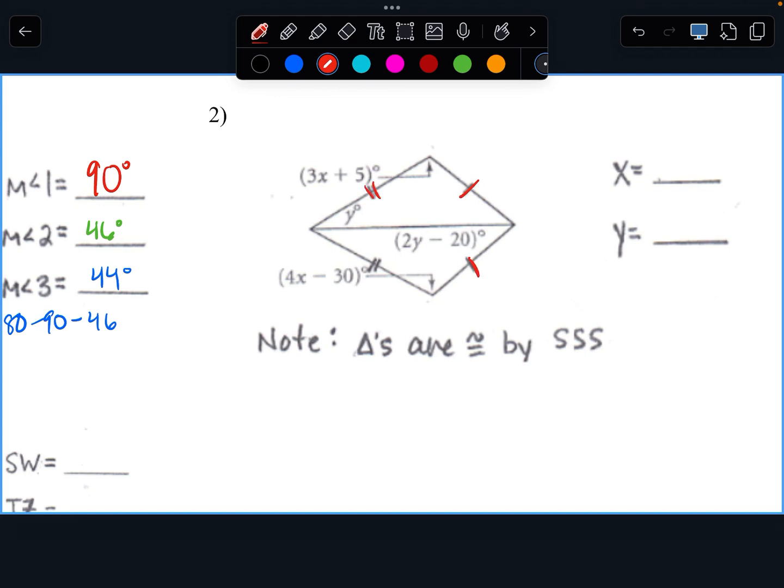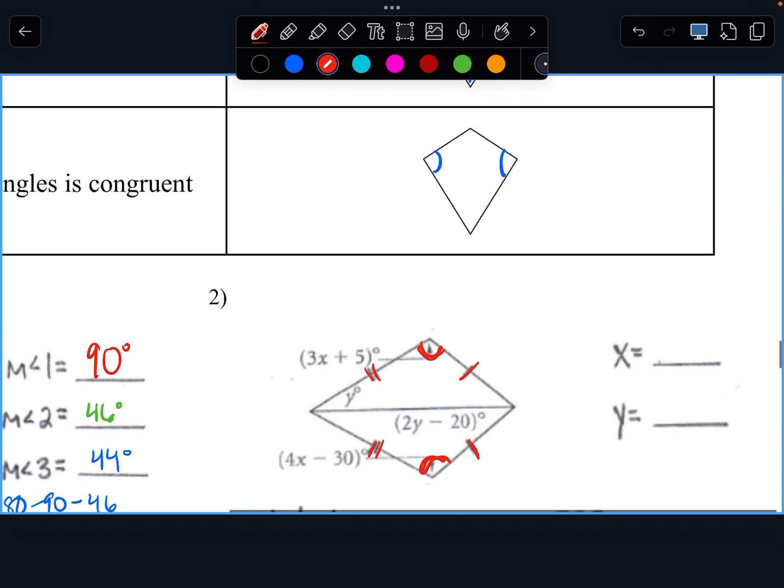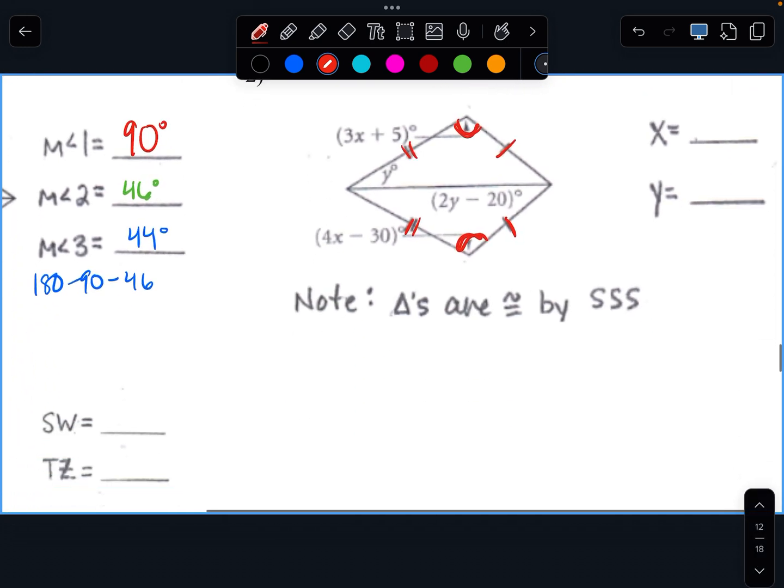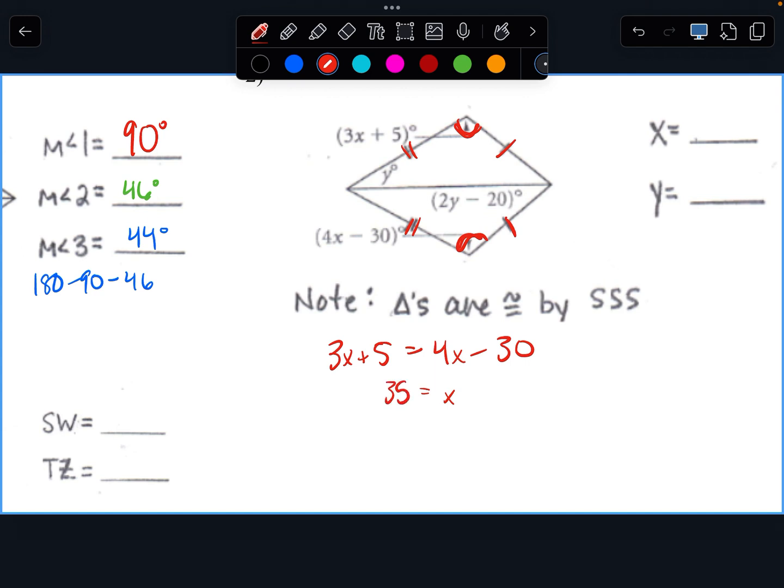Yeah, these you said equal, right? Because it's just a kite on its side, basically. So you set them equal. That's algebra fun. So what is that? X equals 35. I love when it's one step like that. So satisfying. Okay, now for y.